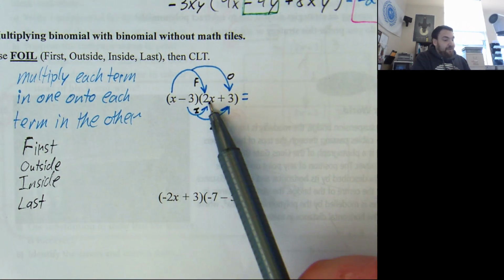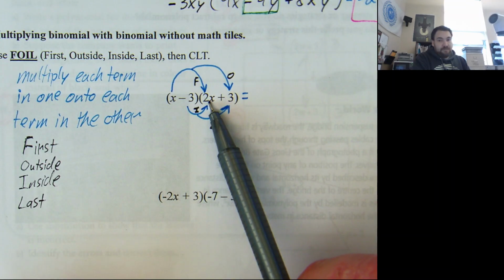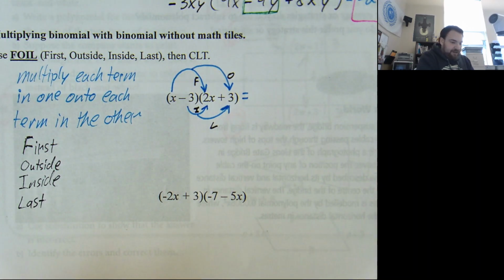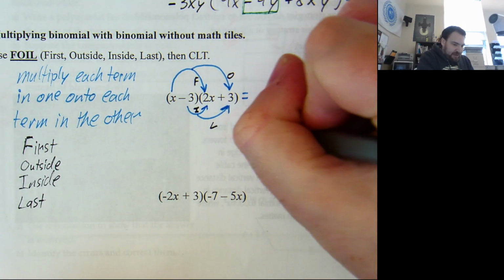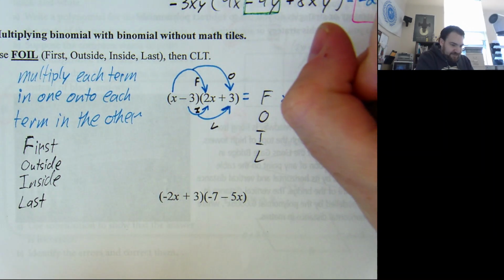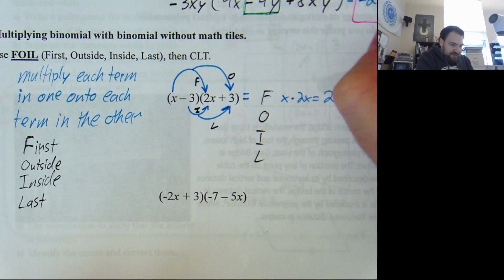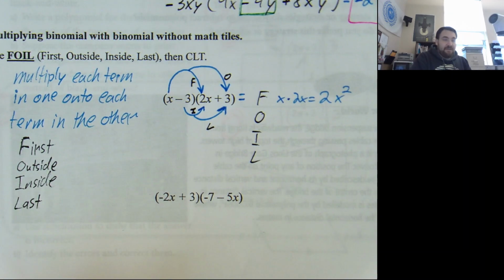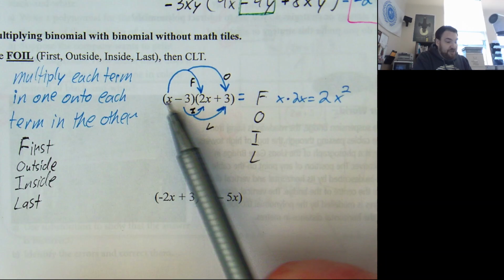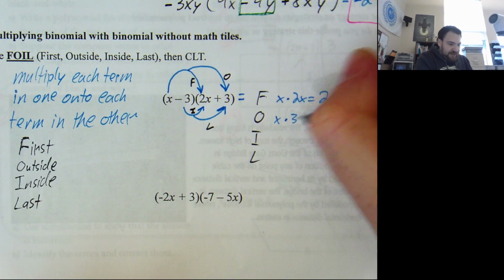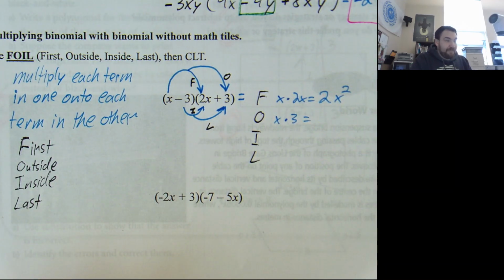First, x times 2x is 2x squared, you bet. So I'm going to write it out like this. FOIL. X times 2x is 2x squared. Fantastic. Outside is the x times the positive 3. X times 3 is just plus 3x.